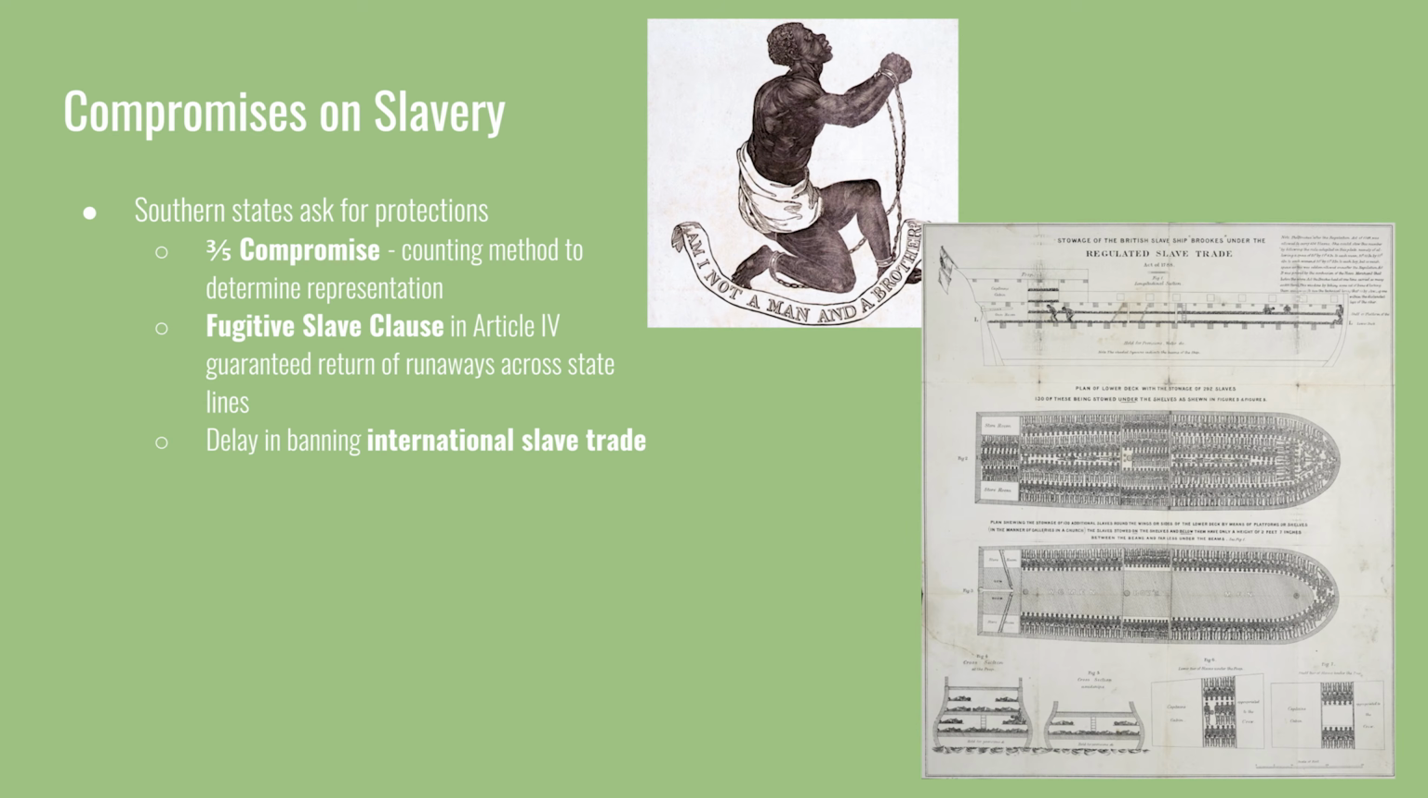Now that representation in Congress was going to be based on population, the Southern states wanted all of the enslaved people in their states to count as people that would yield them more representation. The northern states balked at this. They said, how can you count them towards representation if you are taking away their rights? So the 3/5 Compromise stated that every enslaved person in a southern state or any state would count as 3/5 of a person for the methods to determine representation in the House of Representatives.